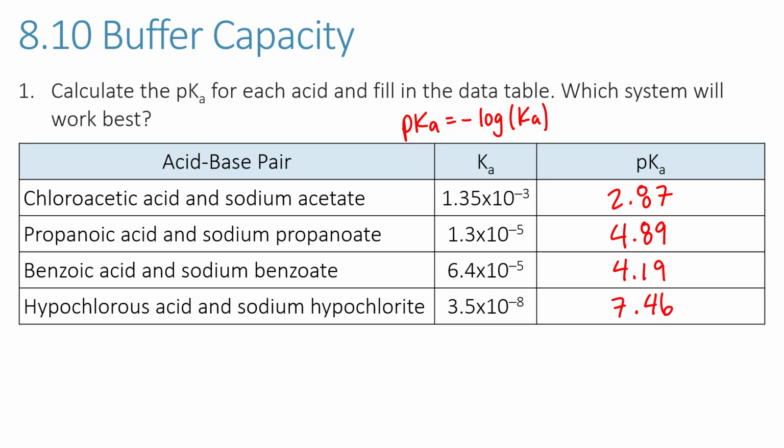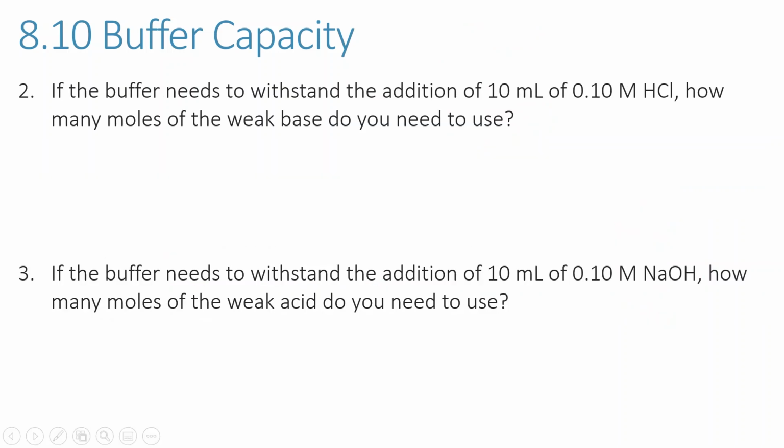Now, given that our goal is to make a buffer with a pH of 4.30, we want to choose the weak acid and conjugate base system that is closest to that. So that's going to be our benzoic acid and sodium benzoate here. Now, this buffer that we're going to create here needs to be able to withstand the addition of 10 milliliters of 0.1 molar HCl and 10 milliliters of 0.1 molar NaOH.